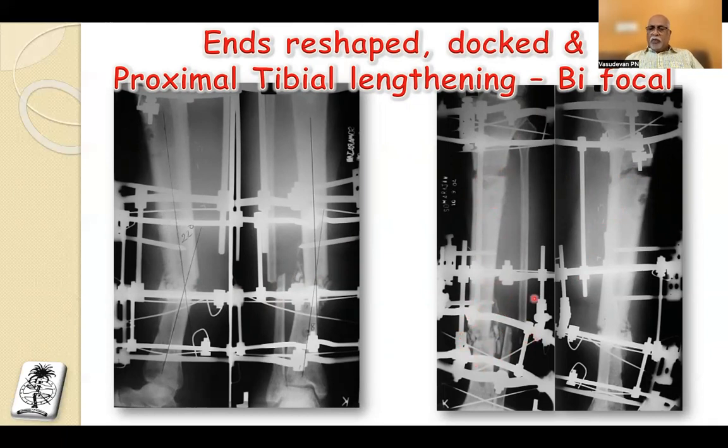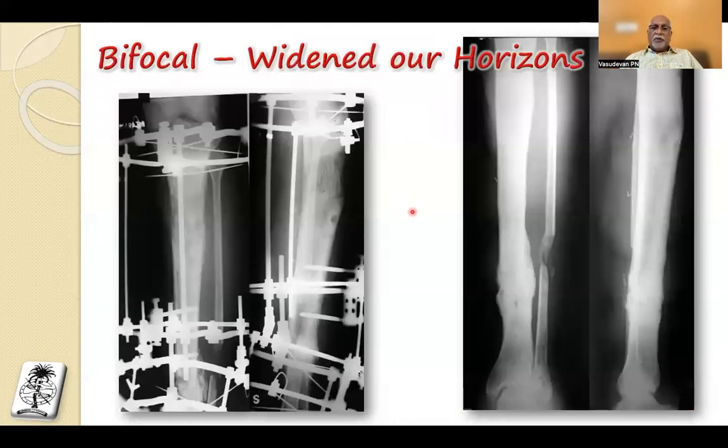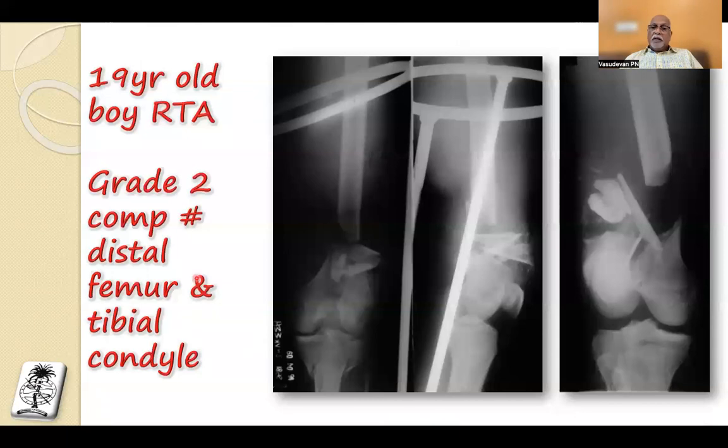I have not done any open bone grafting from anywhere. Local graft may be reapplied. So now you can see the frame is deformed, but the limb is straight. That was how after healing, the bone is straight, it is completely healed. You cannot even find any translation deformity there. That is after remodeling. This is a 19-year-old boy, grade 2 compound fracture, distal femur, and a tibial condyle fracture.